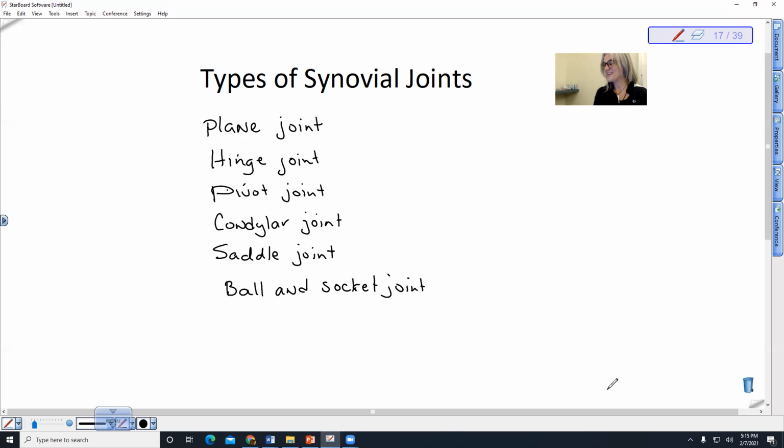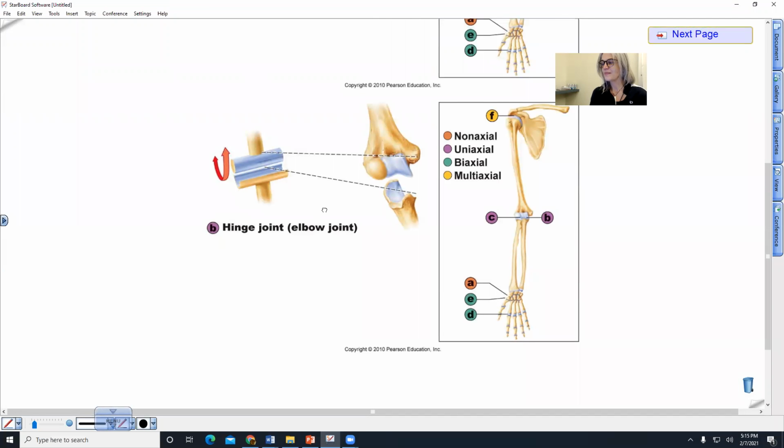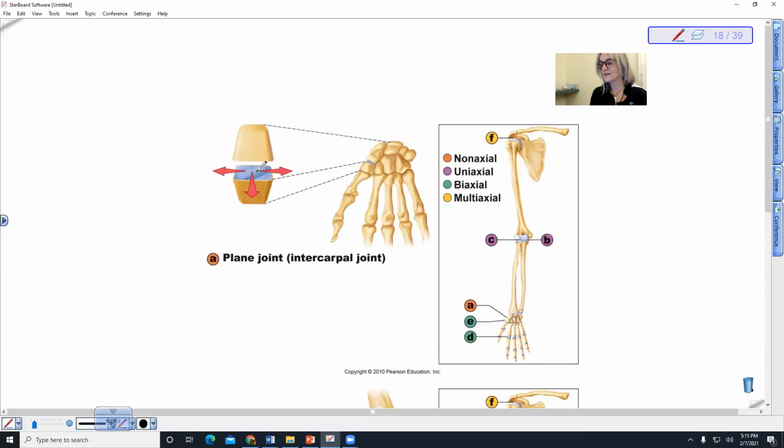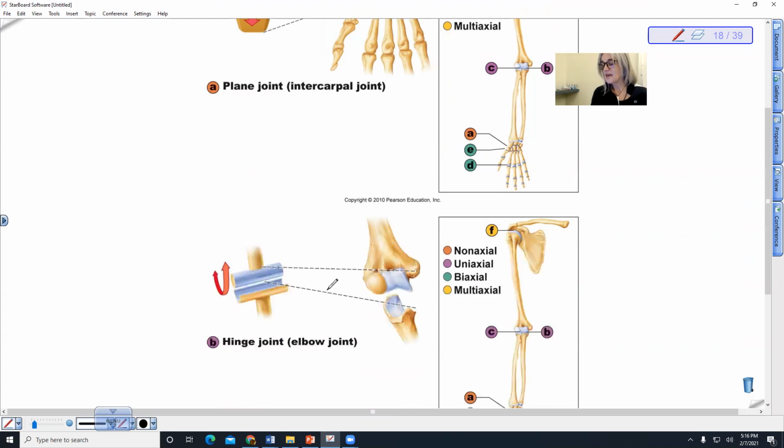So let's look at each of these in your upper limb. Plane joints, flat surfaces. These are non-axial. So they don't actually rotate around an axis. They're just little sliding motions. Those actually are diarthrotic. So even though there's not a lot of movement, there's enough movement to classify them as being diarthrotic rather than amphiarthrotic. Amphiarthrotic is more like the cartilaginous joints. Okay. We also see the hinge joint.